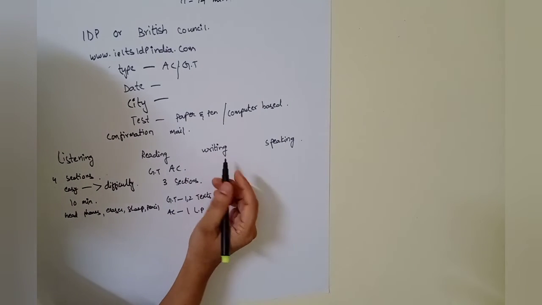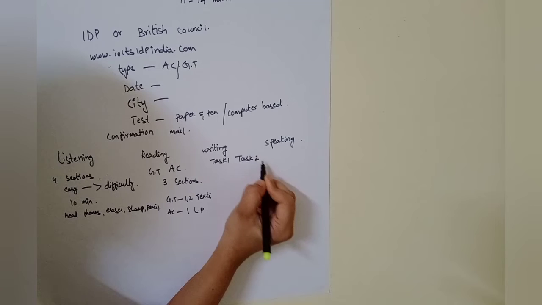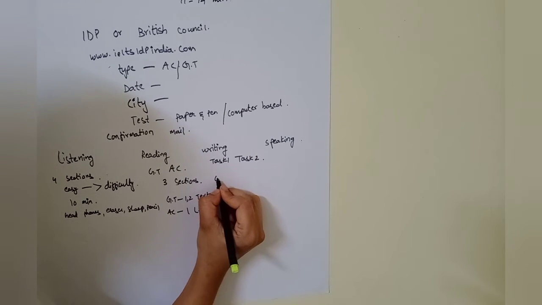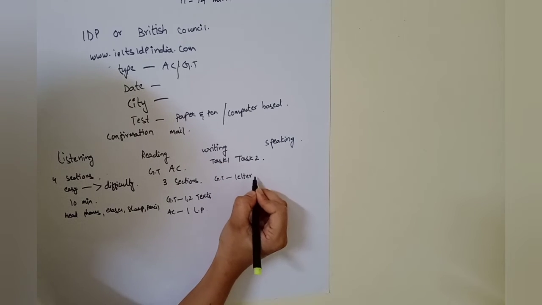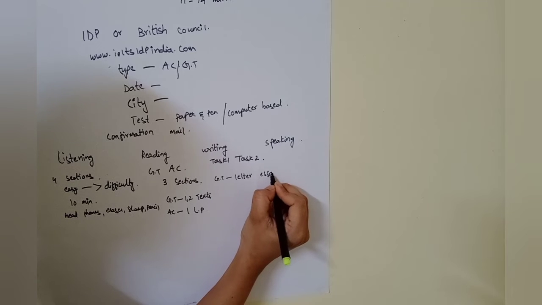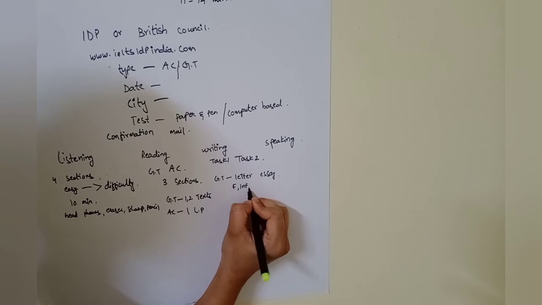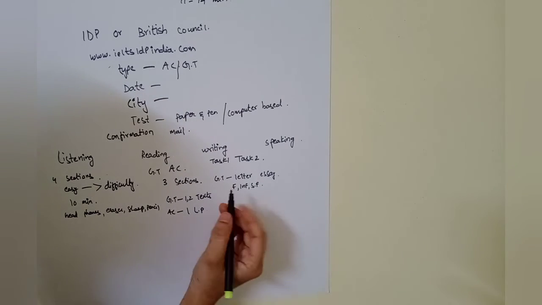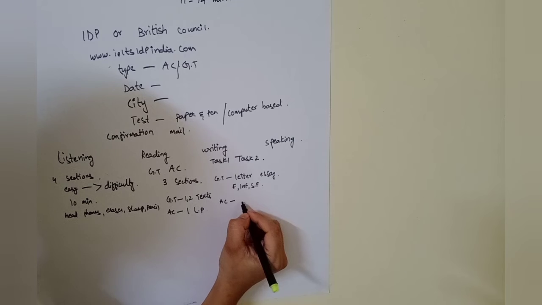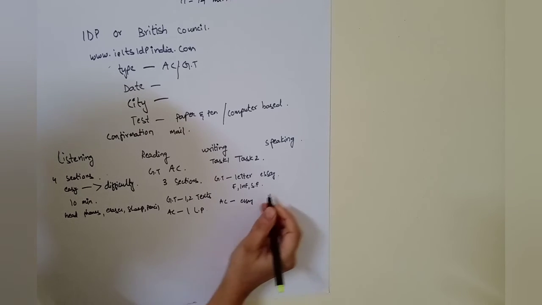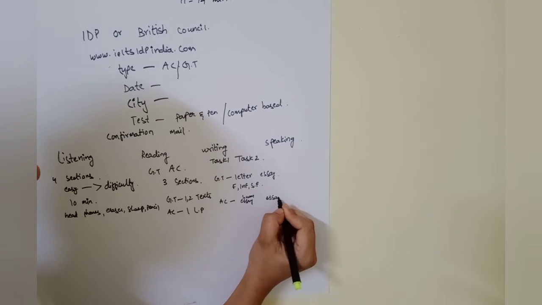The writing test consists of 2 tasks, task 1 and task 2. In case of general IELTS, task 1 is going to be a letter writing and task 2 an essay. The letter can be formal, informal or semi-formal. In case of academic IELTS, task 1 is going to be a summarized essay and task 2 is going to be an essay again.